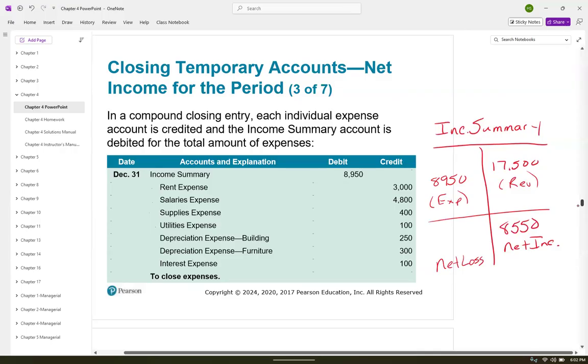Revenues are on the credit side in income summary. That makes sense because revenues have a normal credit balance. Expenses have a normal debit balance. Okay, we just close them all out to income summary.